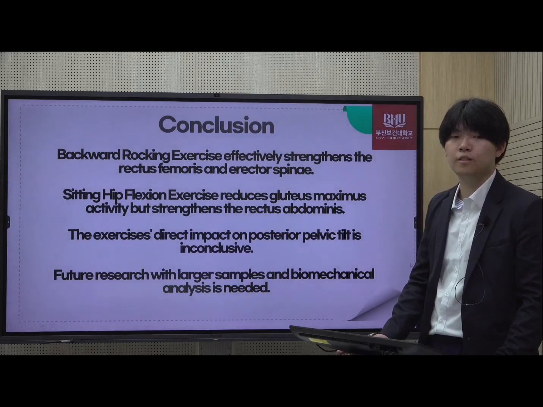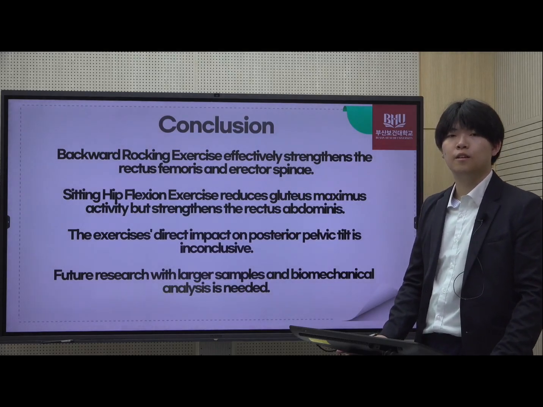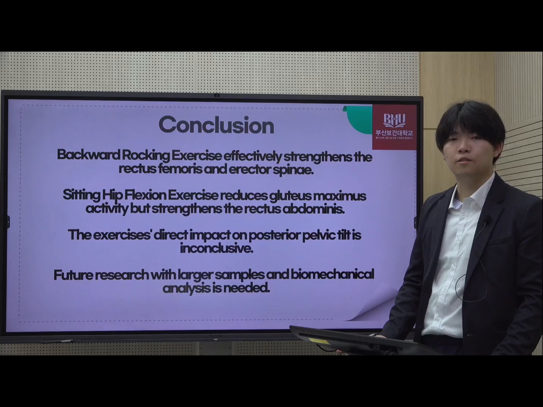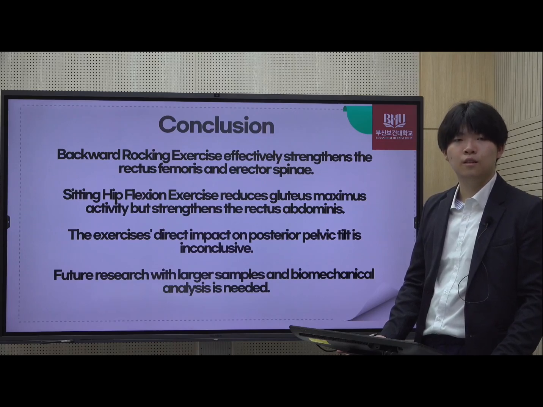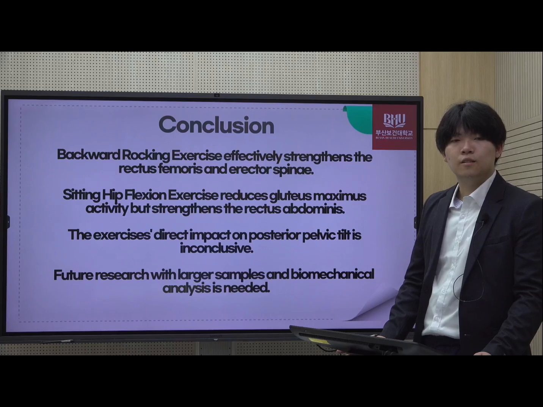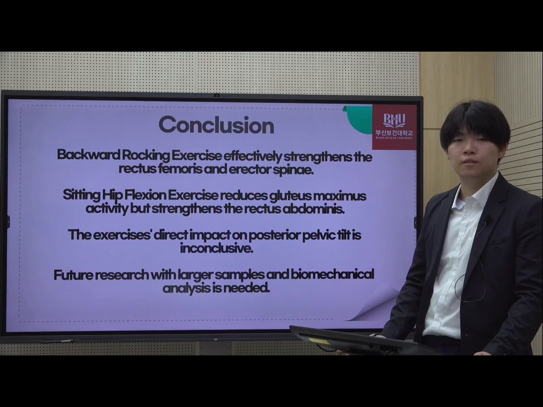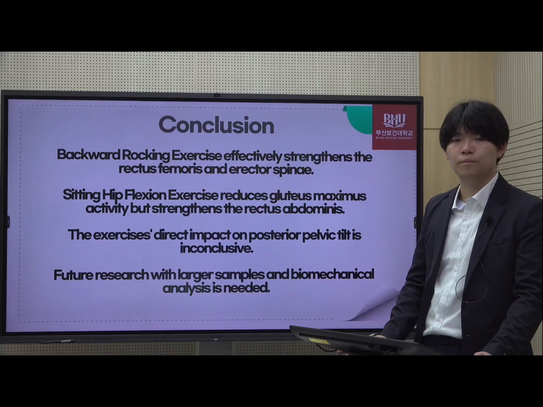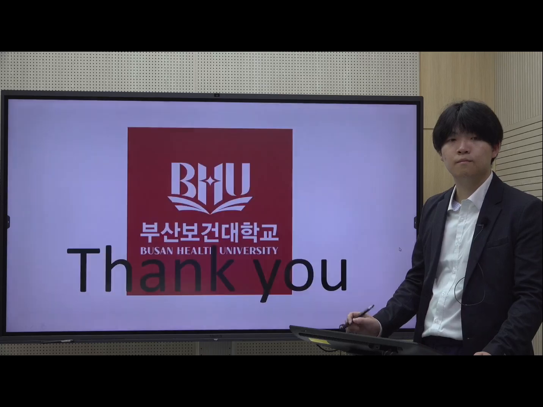Conclusion. Backward rocking exercise effectively strengthens the rectus femoris and erector spinae. Sitting hip flexion exercise reduces gluteus maximus activity but strengthens the rectus abdominis. The exercise's direct impact on posterior pelvic tilt is inconclusive. Future research with larger samples and biomechanical analysis is needed. Thank you.